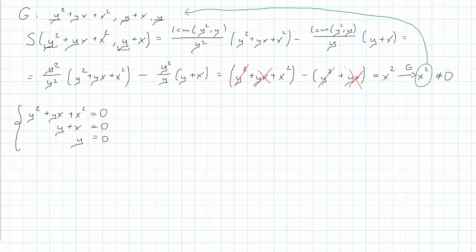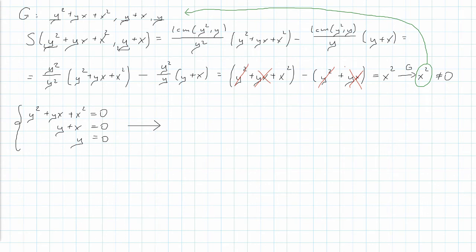Of course, I designed this example in such a way that we can directly see what the solution is. If y is 0, then x must be 0 as well, so the only solution is (0, 0). But let me show you what happens to this system when we construct a Grobner basis out of it.